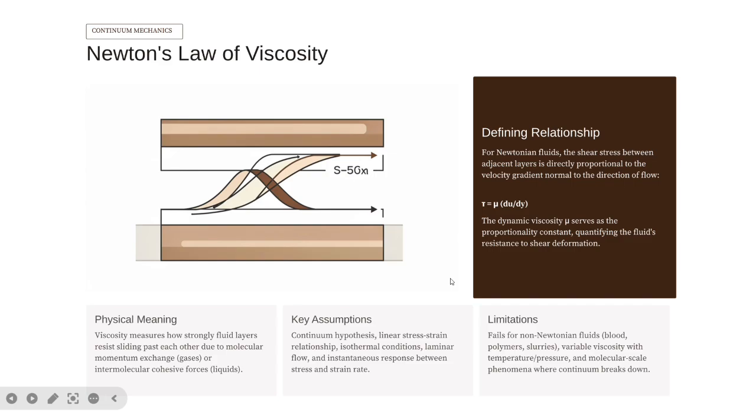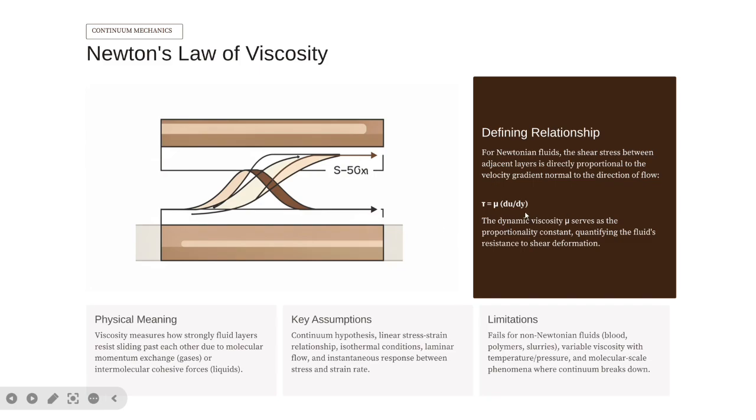Then further moving on, we have Newton's law of viscosity. It is a basic relation that defines tau equals mu times du by dy. What this means is shear stress, that is tau, is directly proportional to velocity gradient.